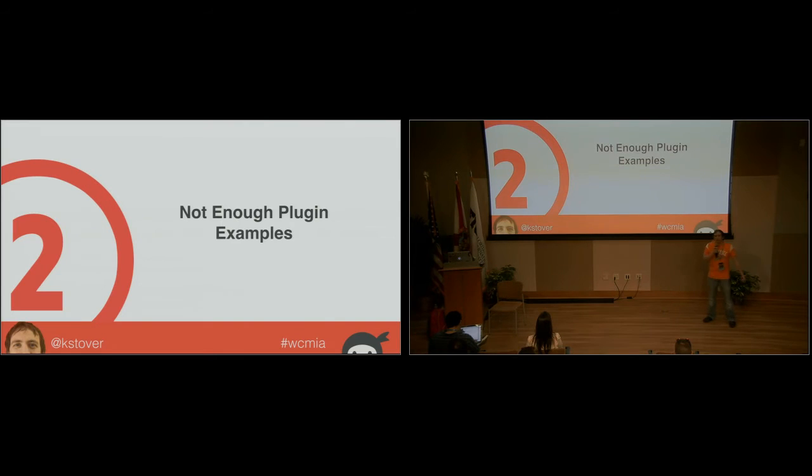There weren't a lot of plugin examples as I started this, so I couldn't Google, like, how do you write a WordPress Backbone app in the admin? Like, that wasn't a thing. I mean, I could Google it, but Google wasn't telling me anything.